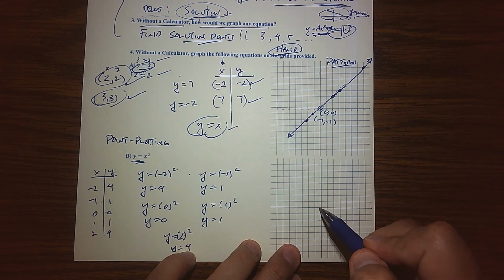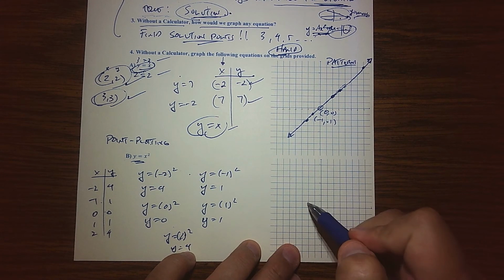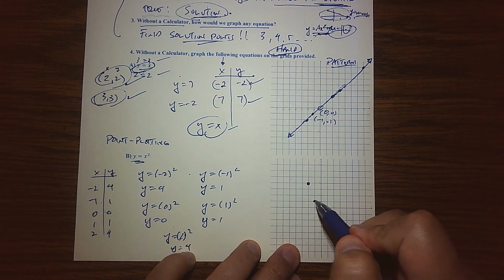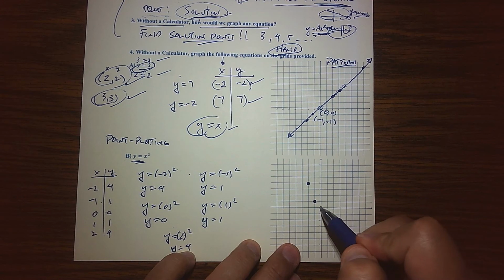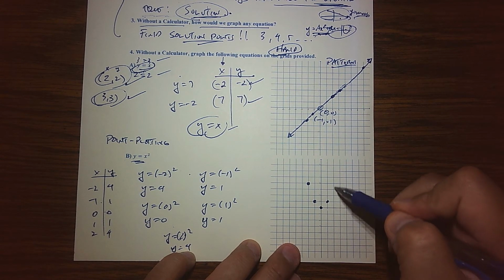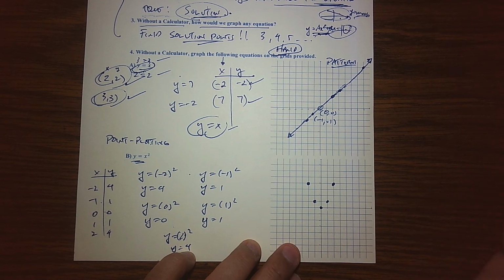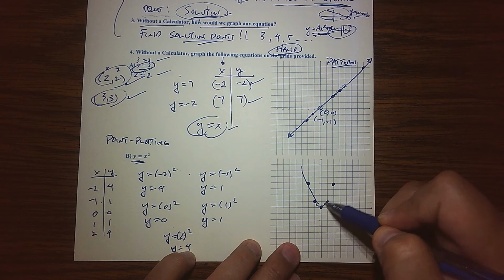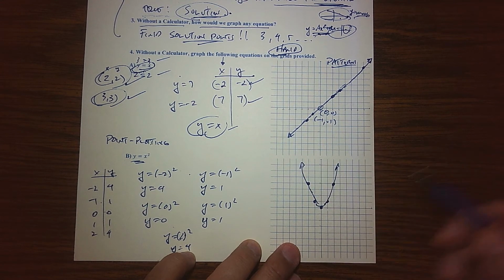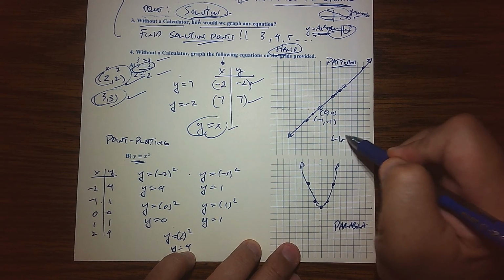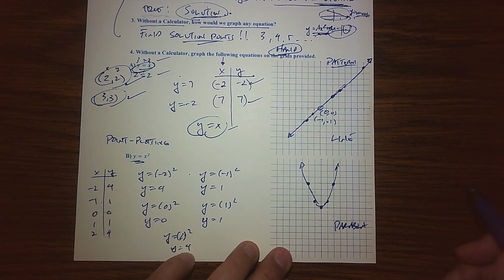So let's see, we have (-2, 4), let me make sure: 1, 2, 3, 4. Right, so that's on my graph. We have (-1, 1) on my graph. (0, 0) is on my graph. (1, 1) is on my graph. And (2, 4) is on my graph. All right, and so basically the pattern looks like what we famously call a parabola. And by the way, the last one was obviously a line. So there's basically a parabola. Don't forget your arrows, because this goes on forever.